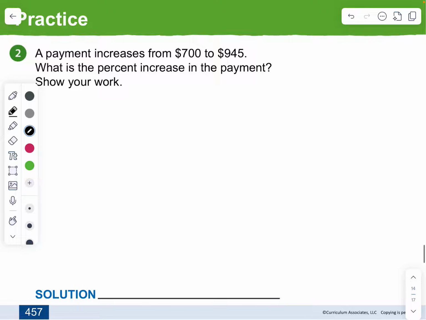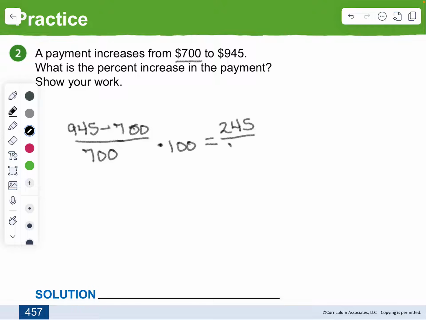Number 2, a payment increases from $700 to $945. What is the percent increase in the payment? So from 700, that's our original, to 945. So we do the difference, 945 minus 700. $945 minus 700 is 245. 245 divided by 700 times 100. I get an increase of 35%.